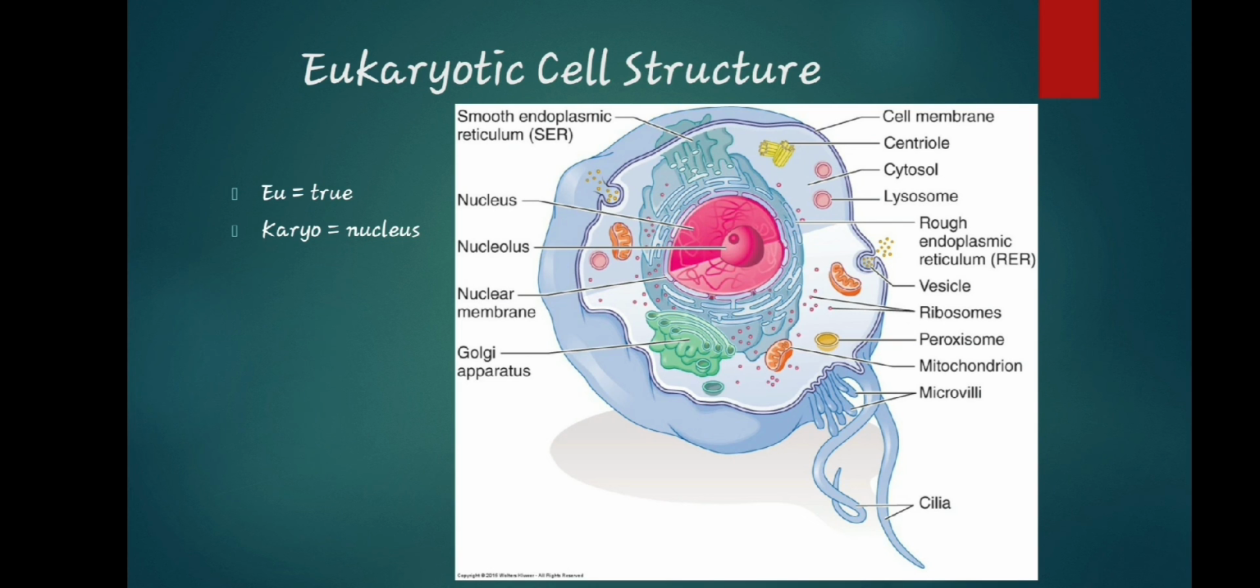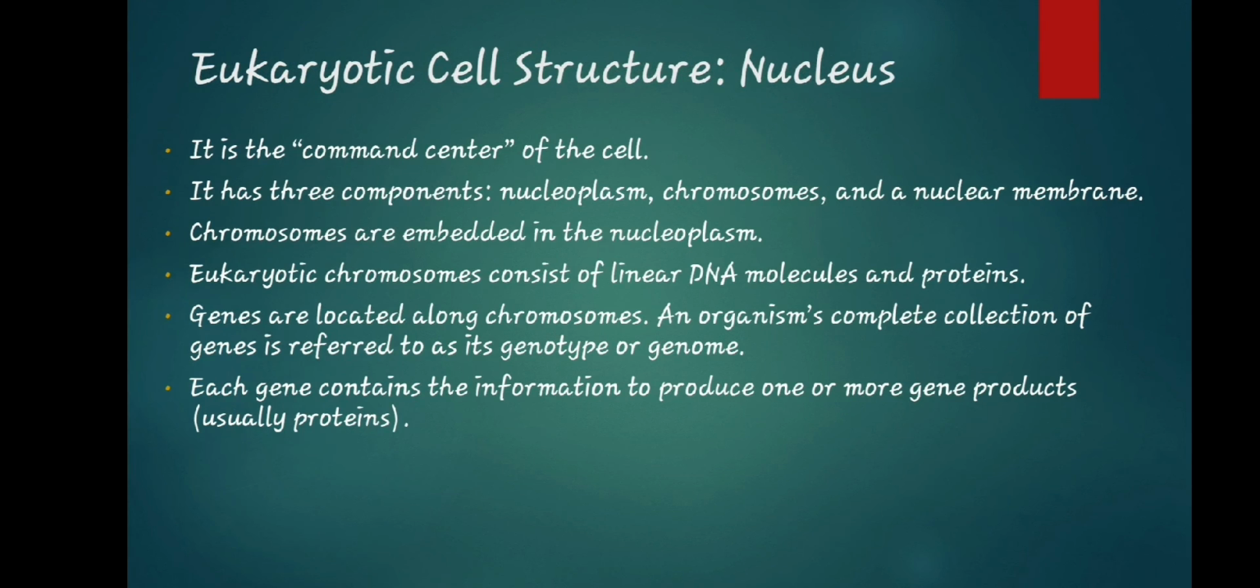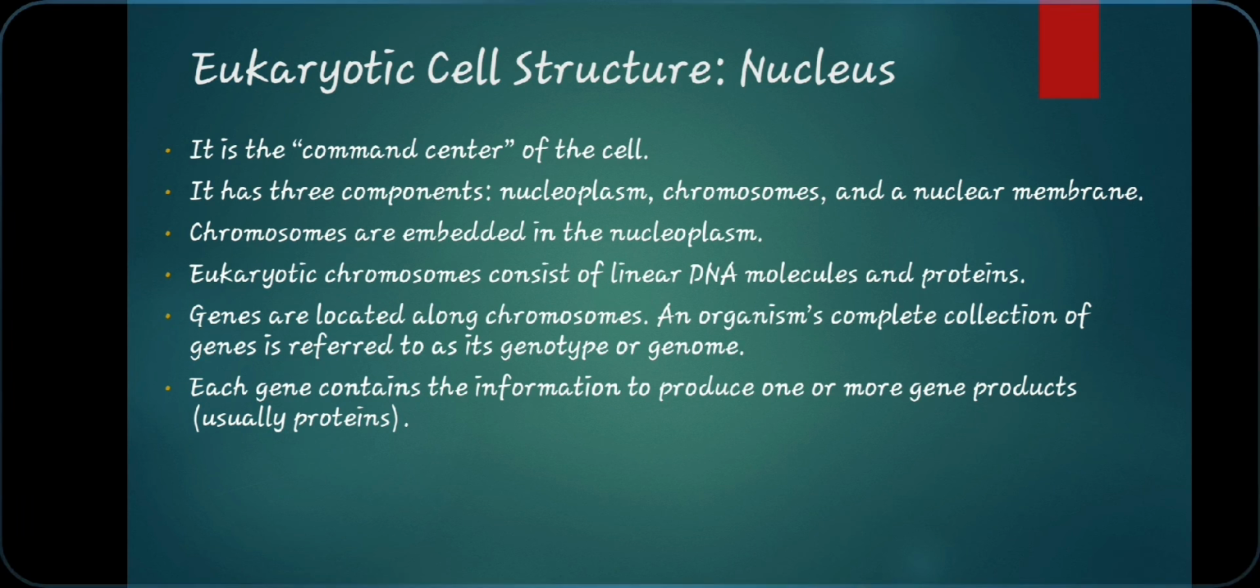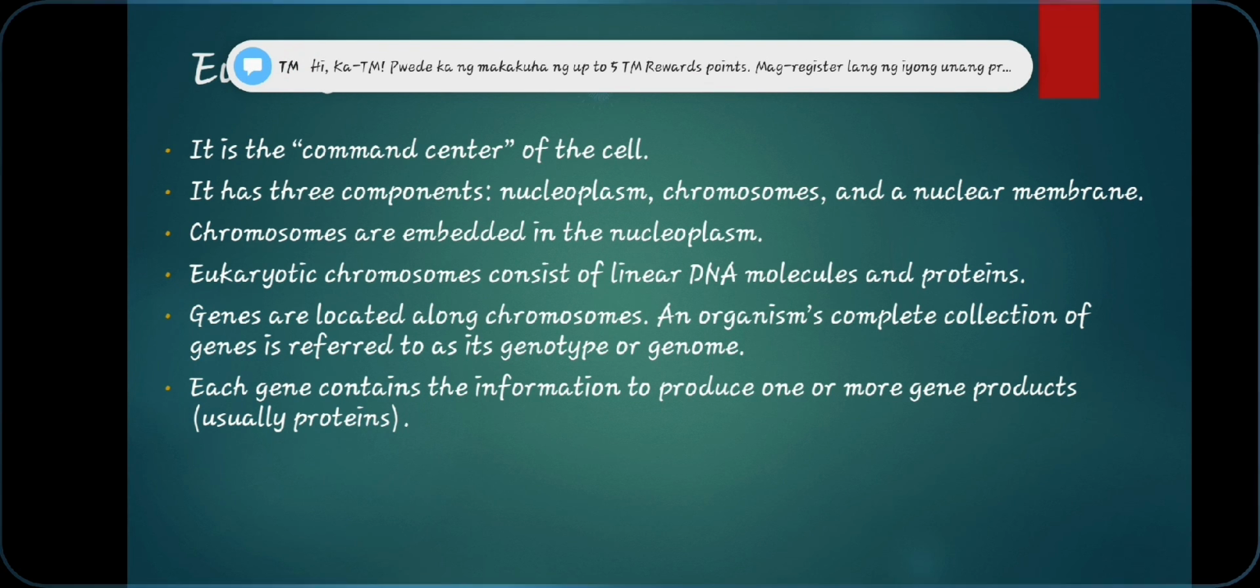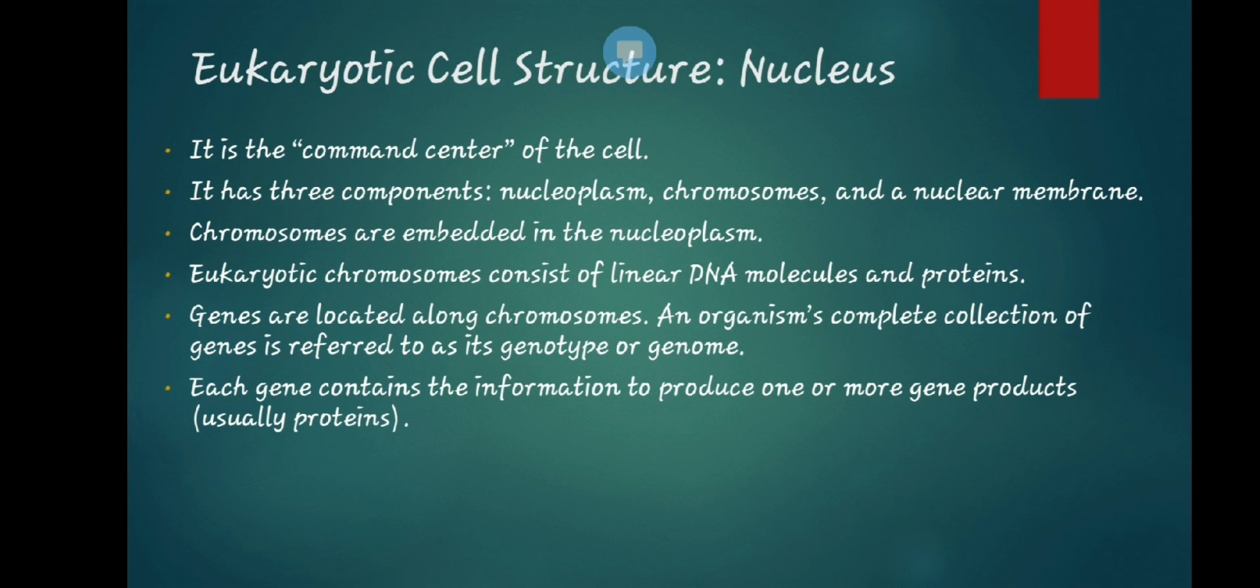This illustration shows the eukaryotic cell structure. Eukaryotic cells have parts and functions. Let's begin with the nucleus. The nucleus is the command center of the cell because it is the largest organelle inside the cell. The function of the nucleus is to maintain the cell by facilitating the transcription and replication processes. When we say transcription and replication, these are processes in DNA.